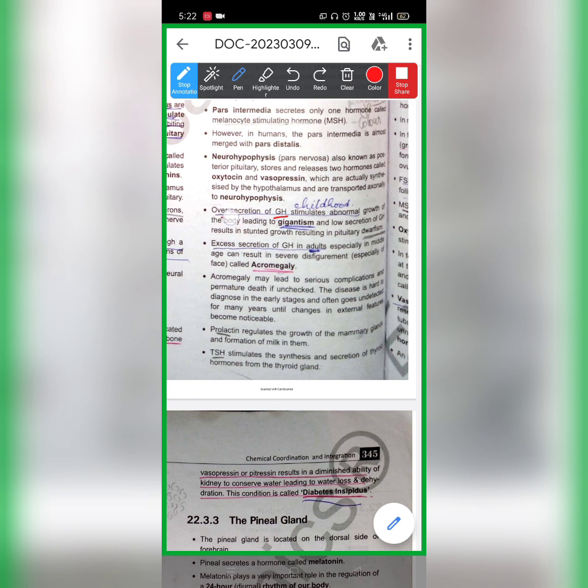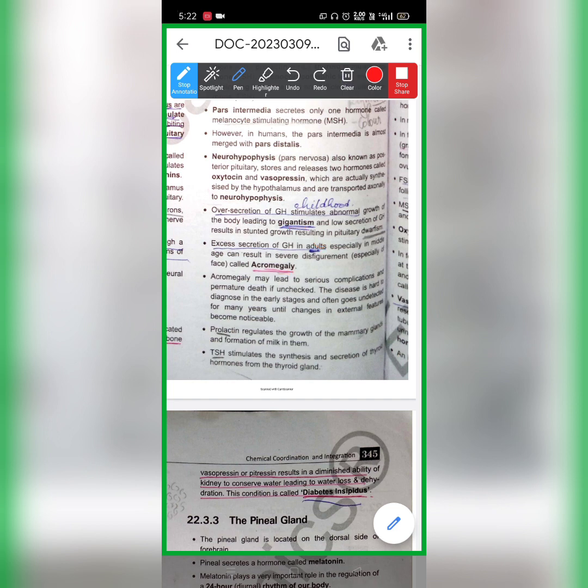When there is oversecretion of this growth hormone during early life, that is during childhood, it leads to a condition called gigantism, which makes a person look like a huge person. And the excess secretion of the growth hormone in the adult is called acromegaly. This results in severe disfigurement of the person, especially in the face. So oversecretion of the growth hormone in childhood is called gigantism, and in the adult it is called acromegaly.